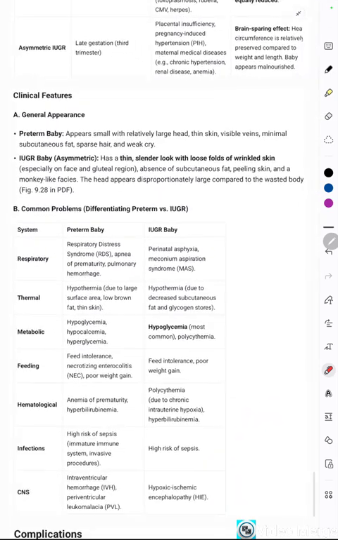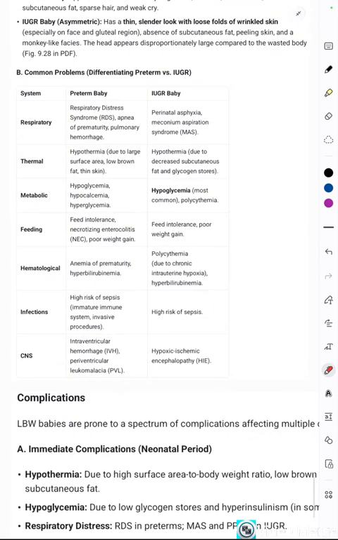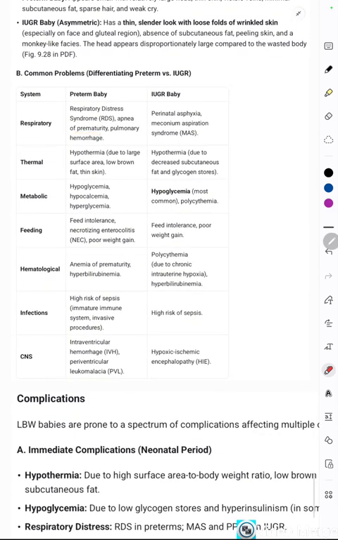Clinical features of low birth weight babies: in the case of a preterm baby, it appears small with a relatively large head, thin skin, visible veins, minimal subcutaneous fat, sparse hair, and weak cry. In case of an IUGR baby, it has a thin, slender look with loose folds of wrinkled skin, moon-like or monkey-like facies, and the head appears disproportionately large compared to the wasted body. Common problems seen are respiratory distress syndrome, apnea of prematurity, pulmonary hemorrhage. In case of an IUGR baby, meconium aspiration is more.